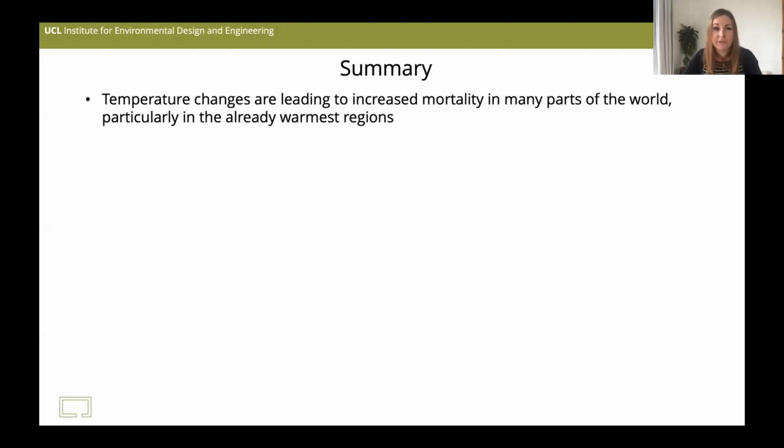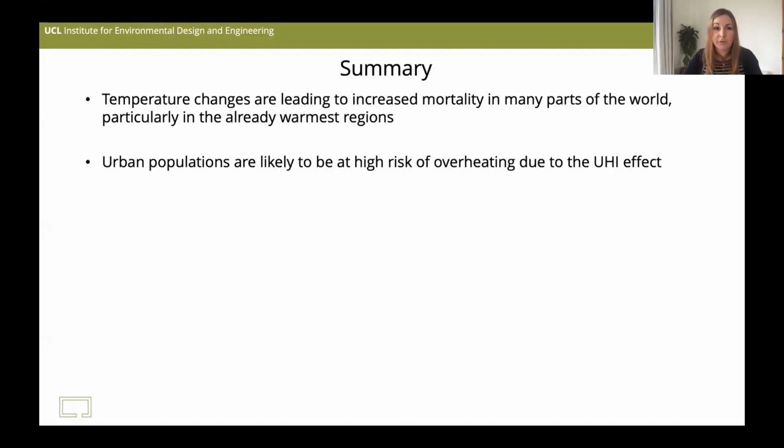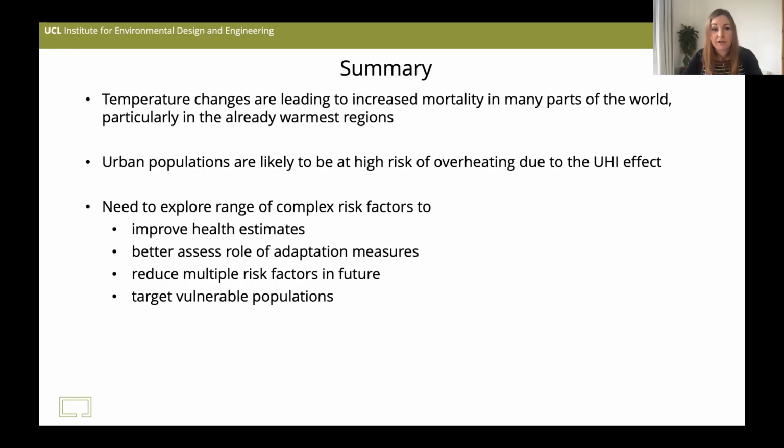So just to summarise, temperature changes are leading to increased mortality in many parts of the world, particularly in the warmest regions. Urban populations are likely to be at high risk of overheating due to the urban heat island effect. We need to explore quite a large range of complex risk factors in order to improve health estimates, to better assess the role of adaptation measures, to reduce multiple risk factors in future, and to properly target vulnerable populations.